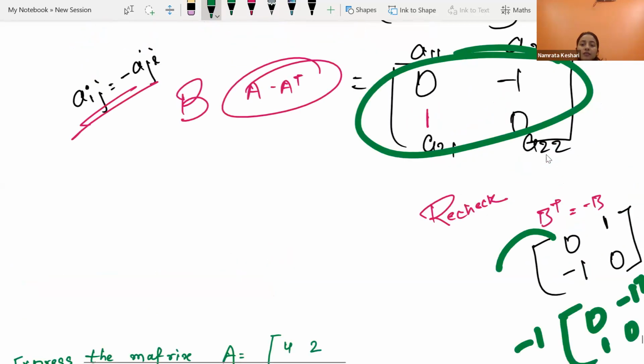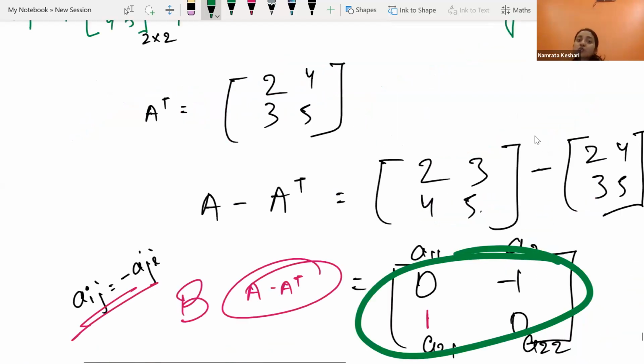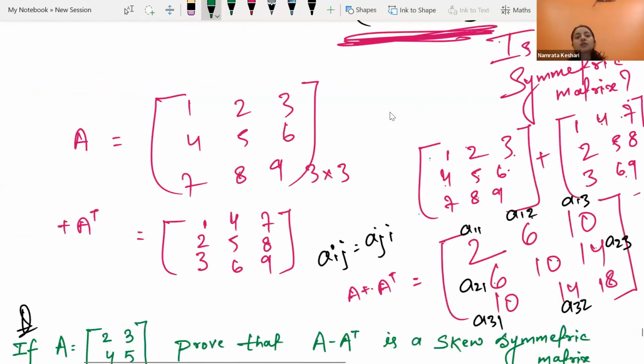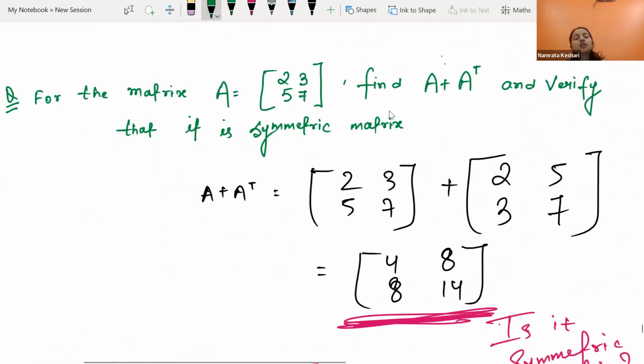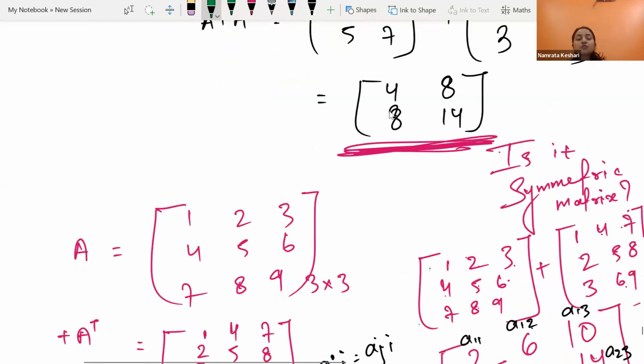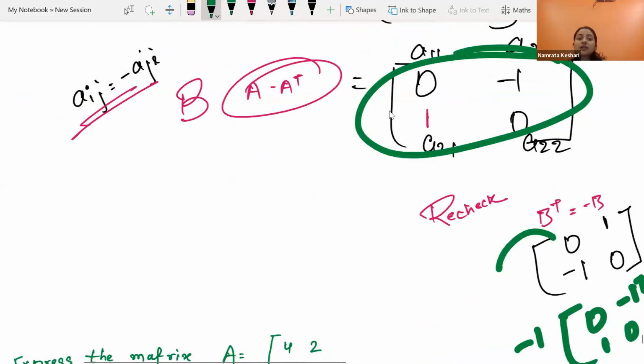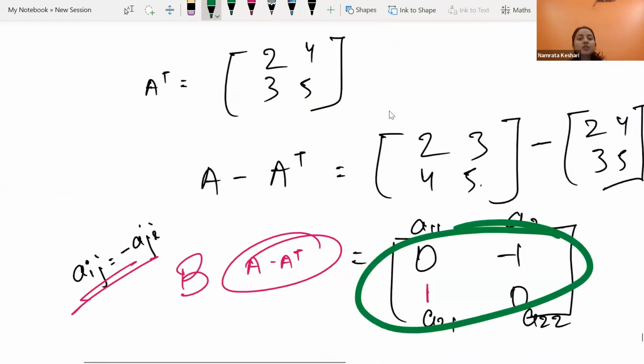Getting it, Kiran? Yes. So any square matrix can be represented in this format: A plus A transpose will always be symmetric, and A minus A transpose will always be skew symmetric, given the condition that A has to be a square matrix.